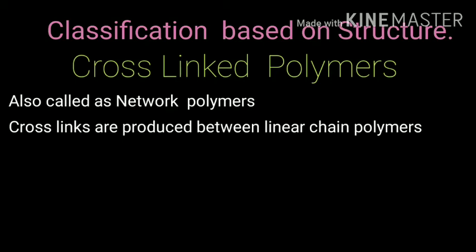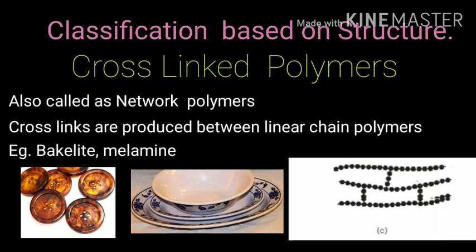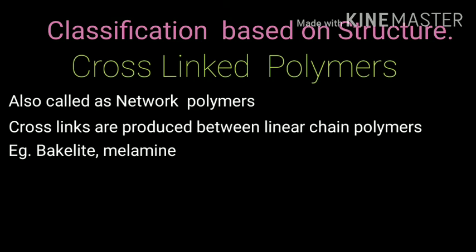Examples of cross-linked polymers are bakelite and melamine. This is a picture. You can see these are the cross links which are connecting the linear chain polymers. Next, we move on to the classification of polymers based on mode of polymerization.